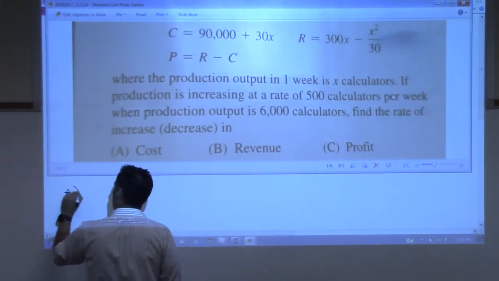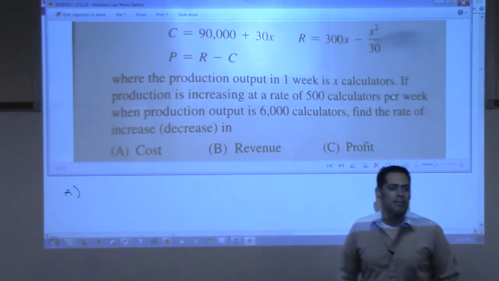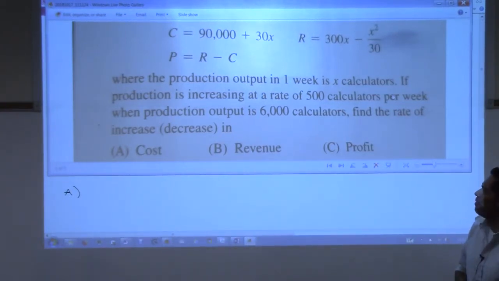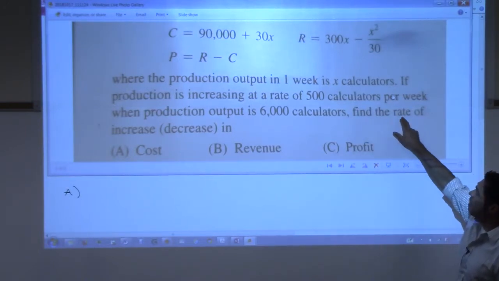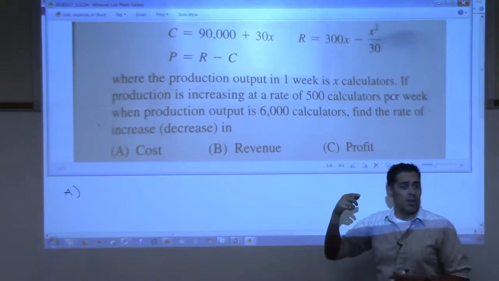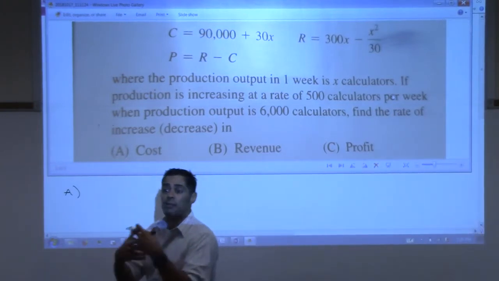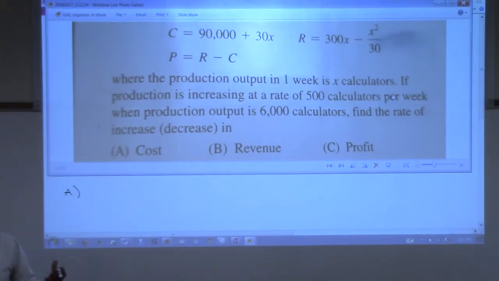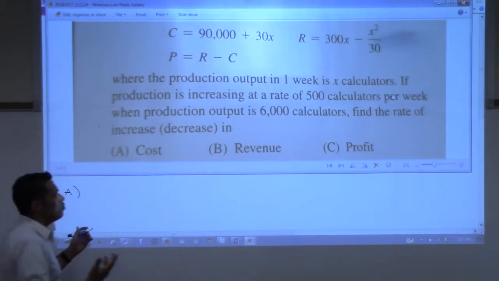Part A. Okay, what am I trying to find? That's the first thing. What am I trying to find for part A? Find the rate of the increase or decrease in cost. So that means you're trying to find the derivative of cost. The derivative of cost with respect to what? With x, that's one possibility. It could be dC/dx, right? Or it could be dC/dt, right? Because it's a rate. The rate tells us derivative, but it's which one?